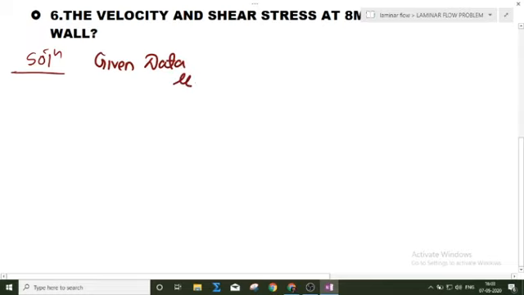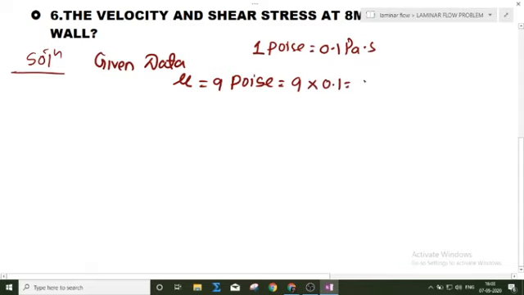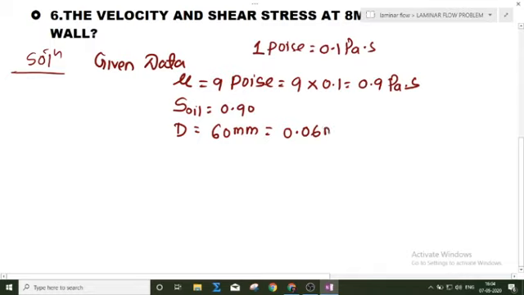the dynamic viscosity of the oil is given as 9 poise. If you convert into Pascal second, 1 poise will be how much? 1 poise is equal to 0.1 Pascal second. So 9 poise is 9 into 0.1, that is 0.9 Pascal second. The specific gravity of the oil is given as 0.9. The diameter of the pipe is 60 mm, or we can write it in meters, 0.06 meter.